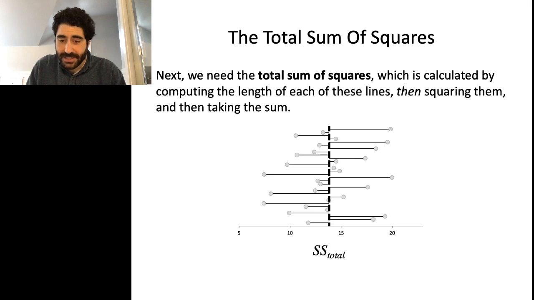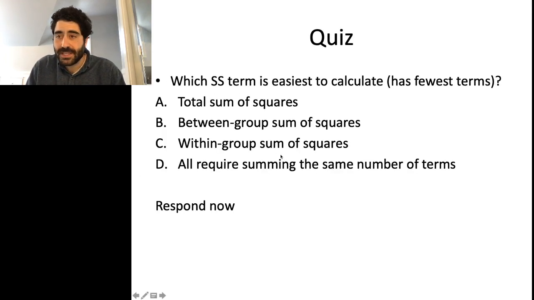So it's definitely the case that the within group is the hardest, right? The within group requires doing that weird double summation. But at least if you have the group means, the between group sum of squares is really easy to calculate. It's just the sum over the squared deviations of those group means from the total.